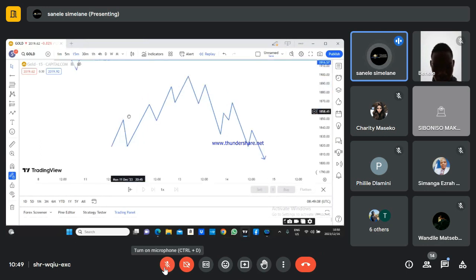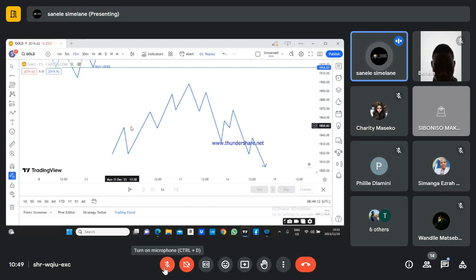Why? Because it's a backend retest. It's a retest. So the market came to the entry. The market broke down here. So that's how it is.